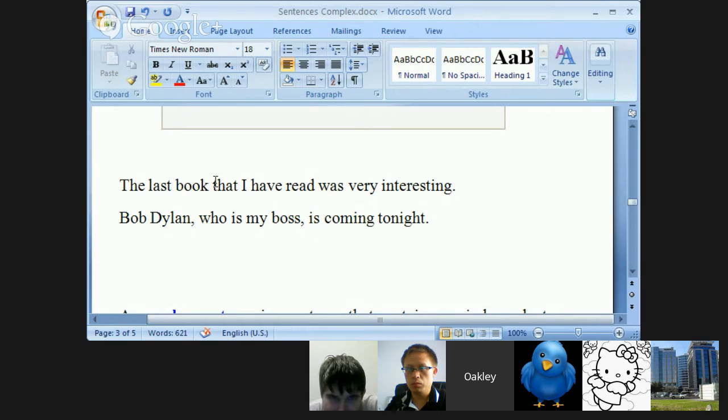Okay, the last book that I have read, the last book was very interesting. Now I need this information, because the last book was very interesting. The last book, what? The last published book. The last book written by Stephen King. What last book? We don't know, so it doesn't make any sense. We need this information to make it understandable, right? That's the point I wanted to make.